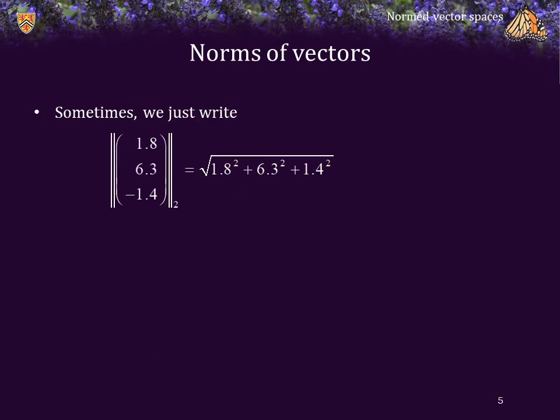Now, sometimes we will just write the vector with the 2 norms bounding it, and this again will denote that we are calculating the 2 norm of this vector. So in this case, this is equal to the square root of this sum of real numbers, which is equal to the square root of 44.89, which is 6.7. By the way, normally they don't work out that easily, but in this case, it actually does.